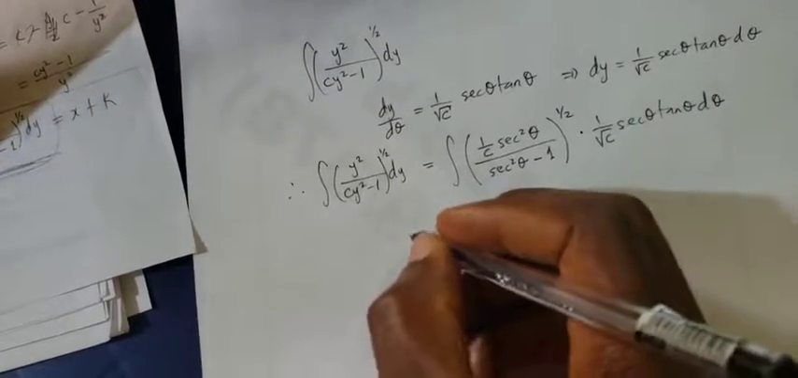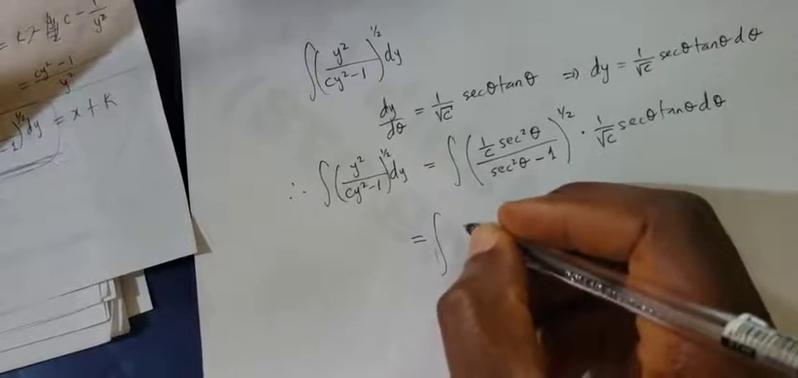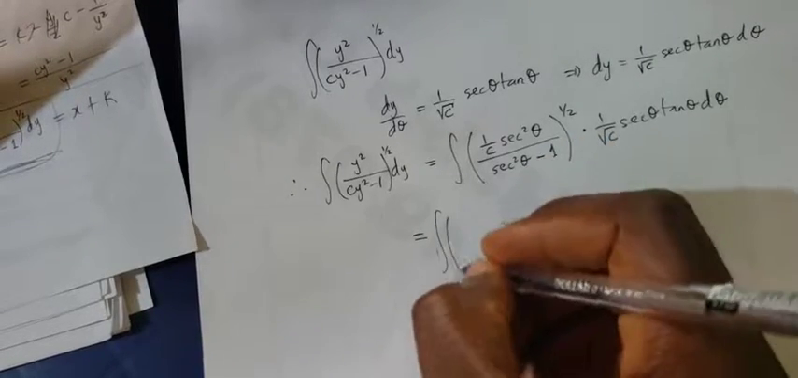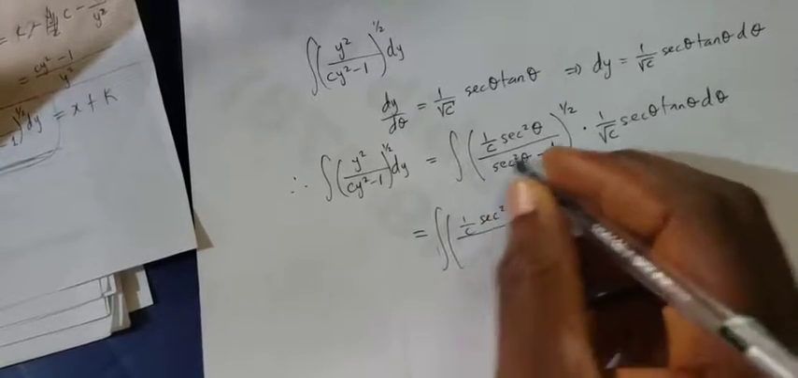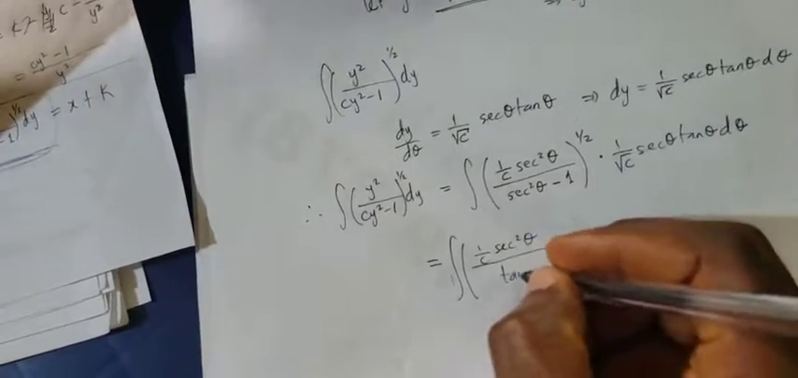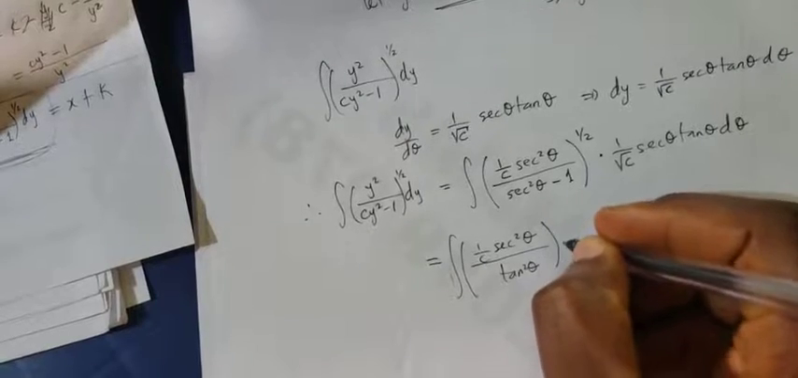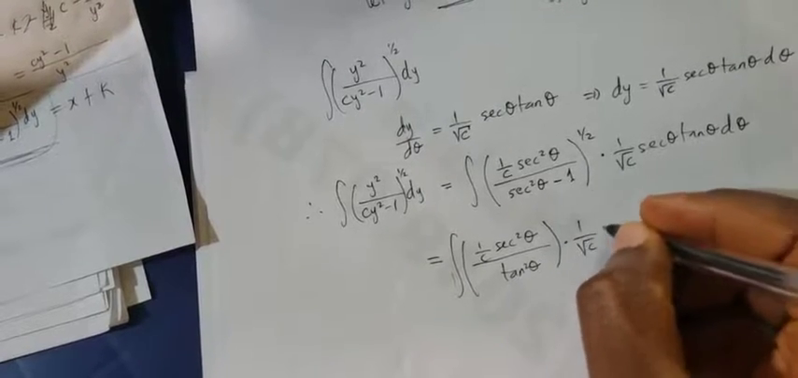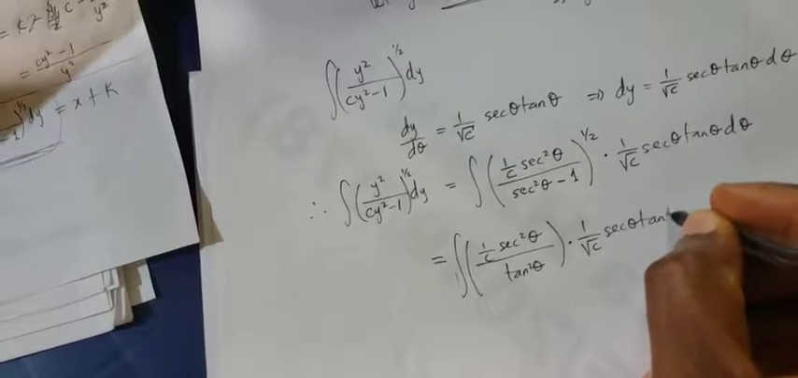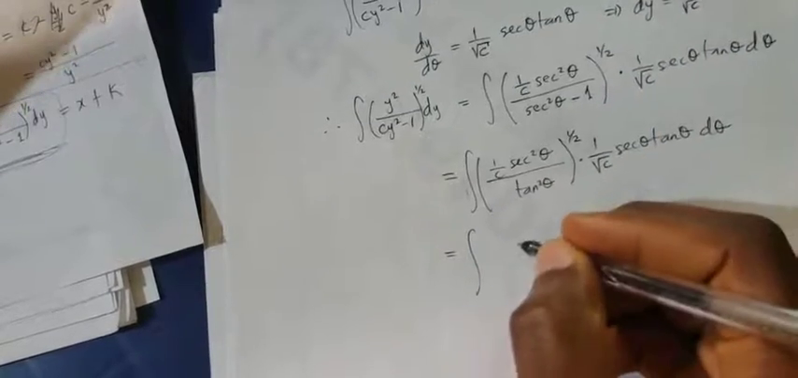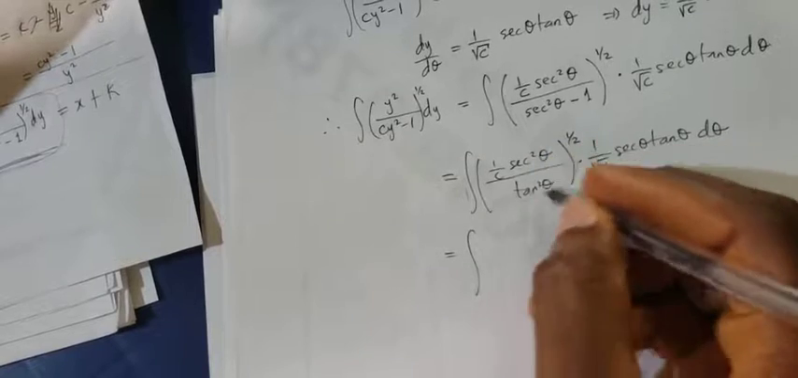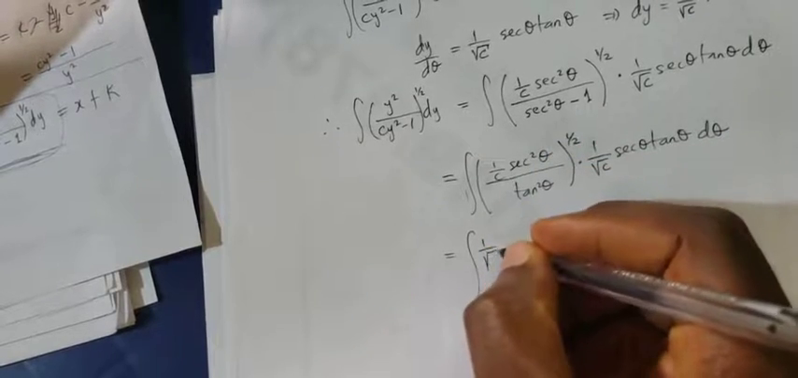Okay, so this is going to give us the integral of 1 over c sec squared theta divided by sec squared theta minus 1, that's tan squared theta. This is going to give us tan squared theta. We have this multiplied by 1 over root c sec theta tan theta d theta. So this is going to give me the integral, of course this is still raised to power 1 over 2. So when I take the square root of everything here, I'm going to have 1 over root c.